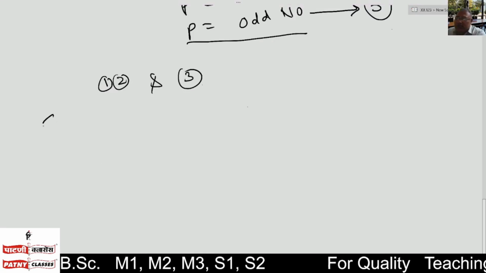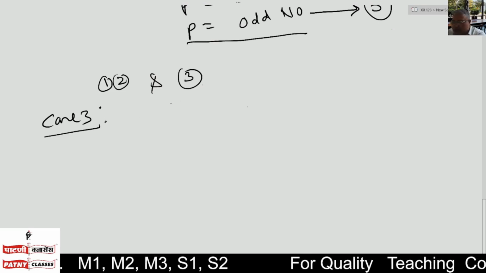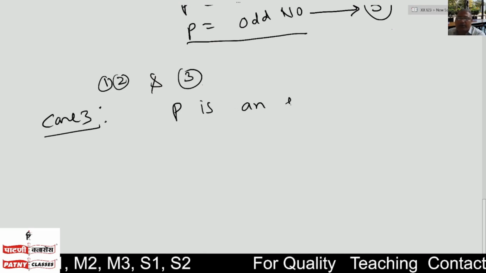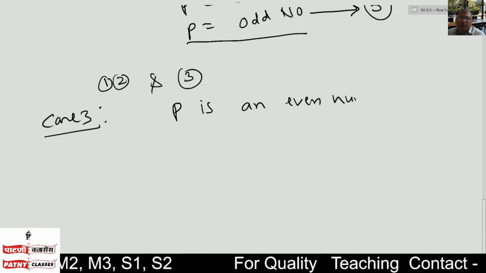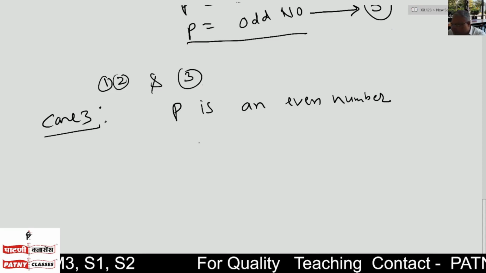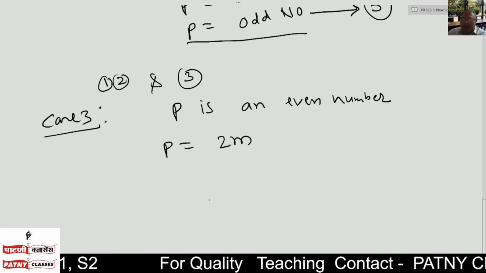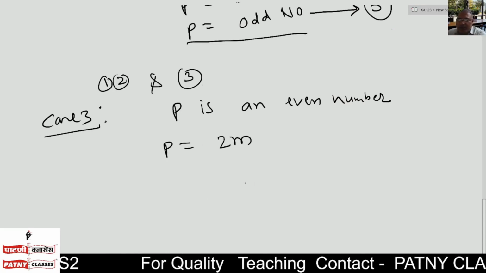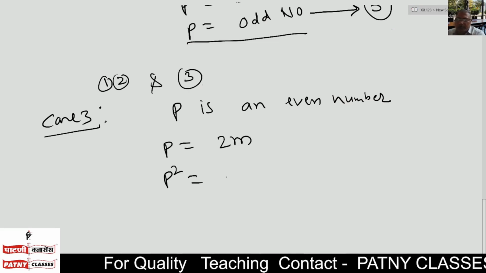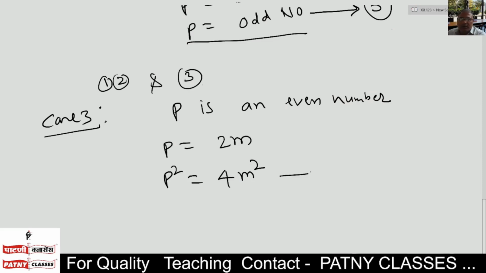So let us take case number 3. Under this case, let us consider p is again an even number. When p is an even number, I can write p equals 2m, because every even number is a multiple of 2. Squaring both sides, p square equals 4m square. Let us call it equation number 4.